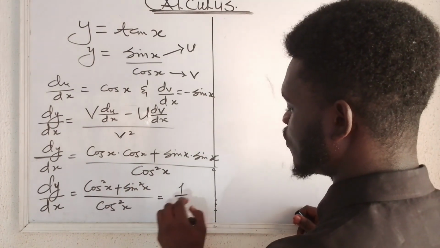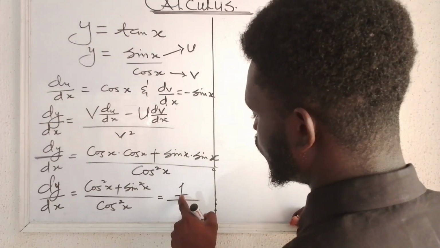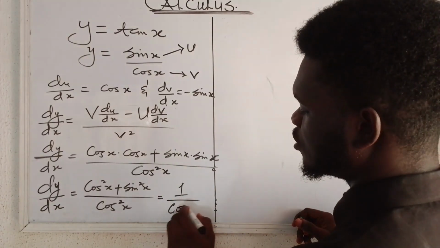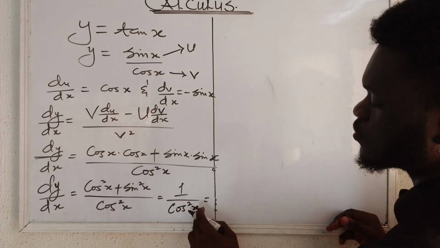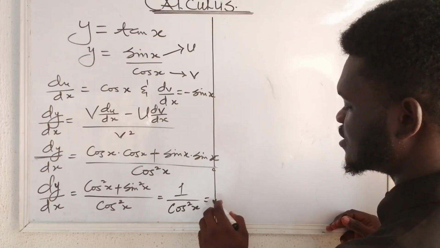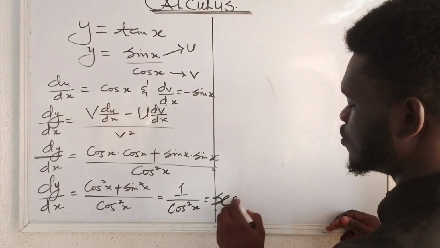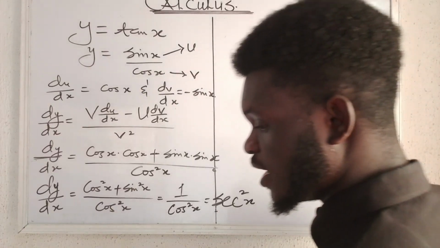So this is automatically 1. If you're familiar with your trigonometric identities, you will understand what I did there. So this is 1 all over the cosine squared x. And what is that? Whenever you see 1 over cos x, that is sec x. So this becomes sec squared x, because this is cosine squared x.